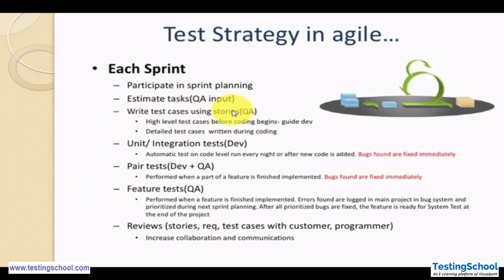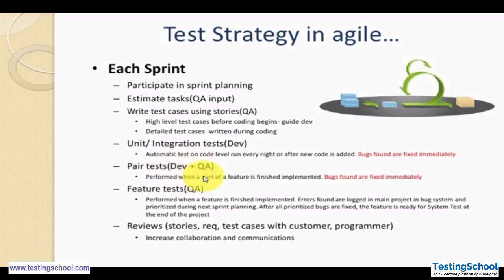We write our test cases, like high level test cases before coding begins and detailed test cases written during the coding phase. Then we have the unit and integration test. That is mainly when the developer gives you some code, a particular unit or a particular module, then you have something to test, and you test that, or you can automate it also. And if any bug is there, then the bug is fixed immediately.